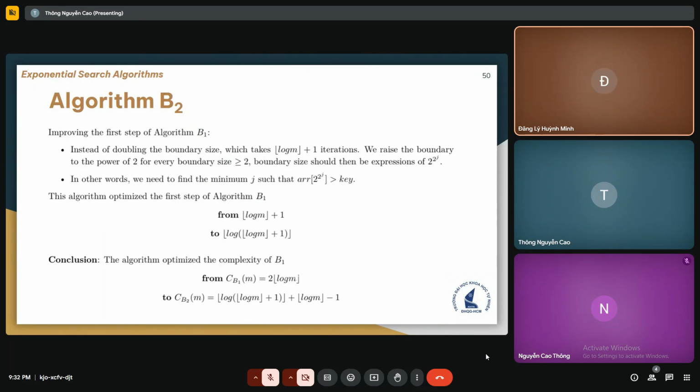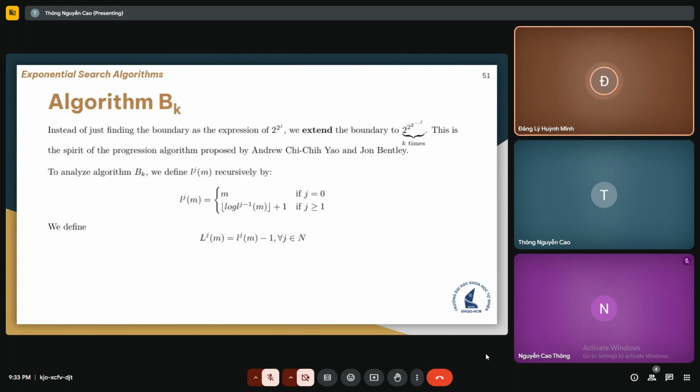Algorithm B2. This algorithm improves the first step of algorithm B1 by, instead of doubling the boundary, we now raise it to the power of 2 for every boundary size larger or equal than 2. It should then be the expression as follows. Conclusion, the algorithm optimizes the complexity of B1 from 2 log m to log of (log m plus 1) plus log m minus 1.